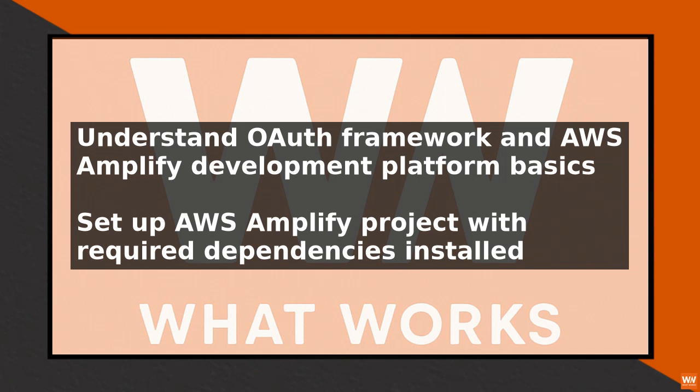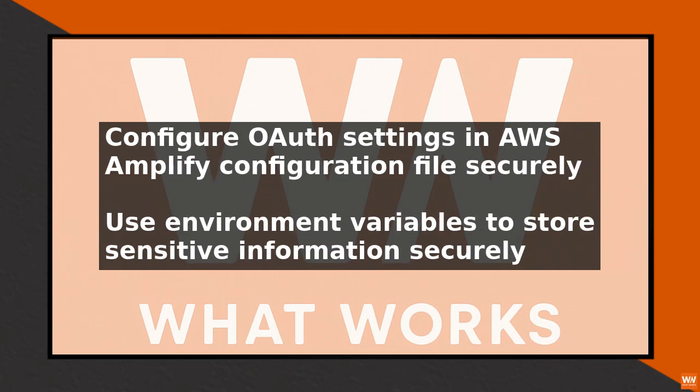First, set up an AWS Amplify project and install the required dependencies, including the AWS Amplify CLI and the OAuth library. Next, configure the OAuth settings in the AWS Amplify configuration file, specifying the authorization endpoint, token endpoint, and other required settings. To secure the OAuth configuration, use environment variables to store sensitive information, such as client IDs and client secrets. This prevents hardcoding sensitive information in the code and reduces the risk of exposure.